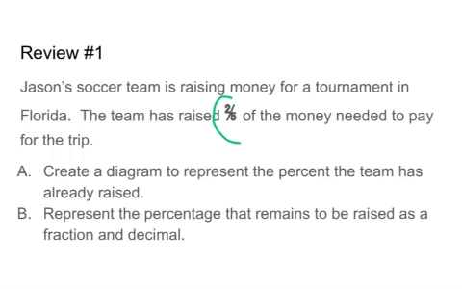Now, again, in Part A, it wants us to determine the percent that has already been raised. Well, we've been given the part as a fraction. It says the team has raised 2/5 of the money. So we need to be able to understand what 2/5 is as a percentage, and we also need to be able to represent that using a diagram. So let's go ahead and do that.